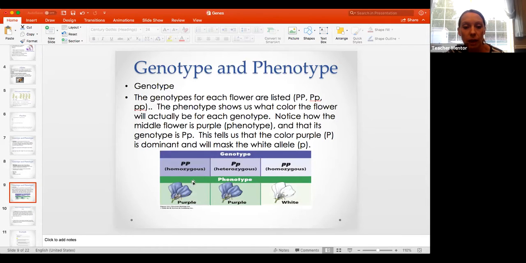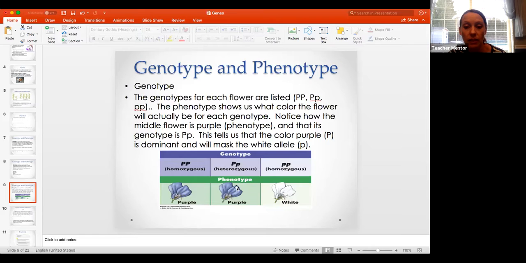This one we have is homozygous, that means same. So we've got two dominant P's for purple. And then we have a heterozygous, because we have a dominant P for purple and a lowercase p for white. So there's a mix. And then we have homozygous recessive for white, two lowercase p's. Okay, so here's the genotype, again those two letters written out, the two alleles.